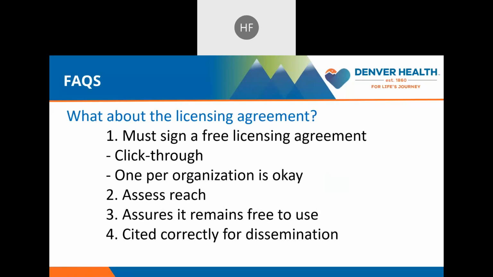And the goal of this licensing agreement are really three things. One, we want to assess the reach so that we can get more resources in order to expand OASIS. Two is it assures it remains free. Otherwise, somebody could download the code, copyright it, and then charge all of us to use it, which would be problematic. And the third is that it's cited correctly for dissemination so that if somebody wants to use OASIS, they know where they can access more information about it.